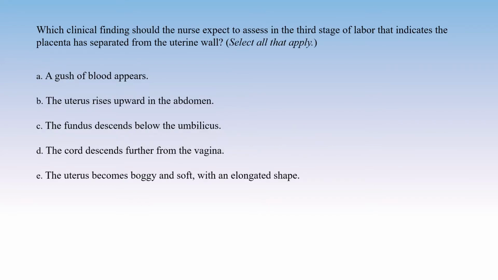Which clinical finding should the nurse expect to assess in the third stage of labor that indicates the placenta has separated from the uterine wall? Select all that apply. A. A gush of blood appears. B. The uterus rises upward in the abdomen. C. The fundus descends below the umbilicus. D. The cord descends further from the vagina. E. The uterus becomes boggy and soft, with an elongated shape.